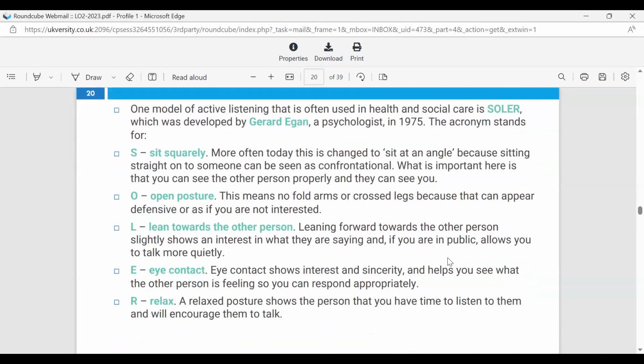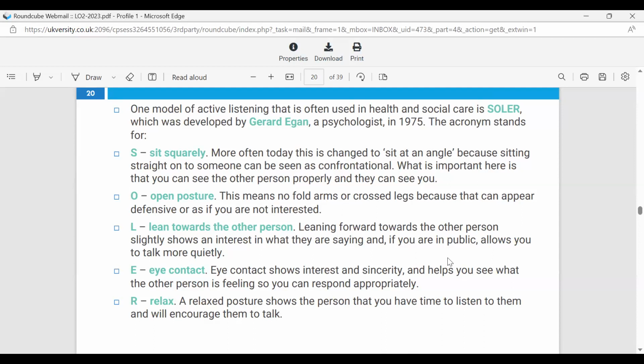Active listening. One of the models of active listening that is often used in health and care professions is SOLAR, which was developed by Gerard Egan, a psychologist, in 1975. The acronym stands for, the S stands for sit squarely. More often today this is changed to sit at an angle, because sitting straight onto someone can be seen as confrontational. What is important here is that you can see the other person properly and they can see you.